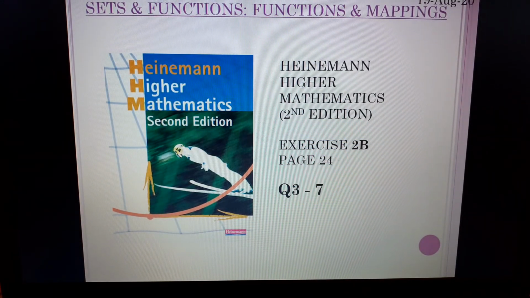Okay, so now we're ready to look at exercise 2b, and we're going to do questions 3 to 7. And as always, ask your teacher for any help, and good luck and take care.